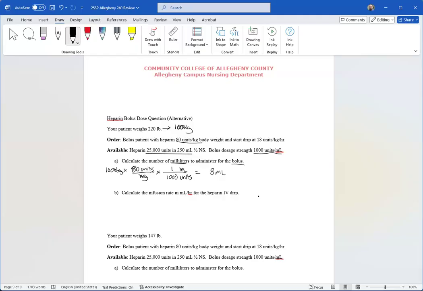For the infusion, you're going to take the 100 kilograms. My infusion rate is 18 units.